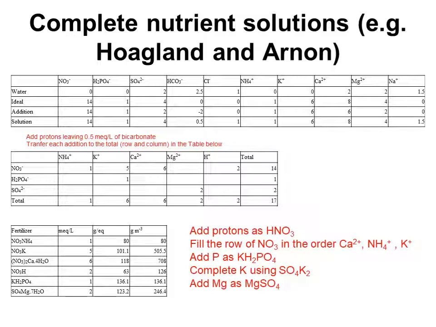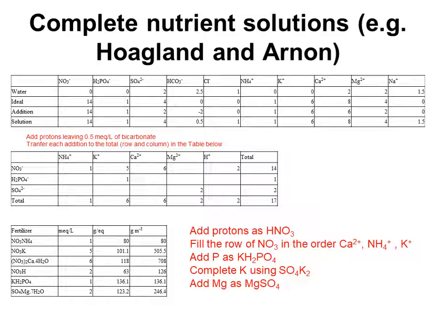So in reality, the final solution, unless we start from pure water, from the deionized water, we will have something that is not exactly the ideal Hoagland and Arnon solution. So for ammonium we will add 1, for potassium we will add the 6 milliequivalents, for calcium only 6 are required, for magnesium only 2 are required, and for sodium we will have in the end 1.5, which is not desired in the ideal solution.